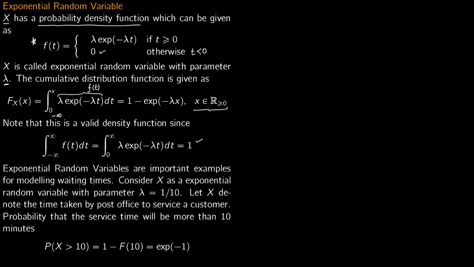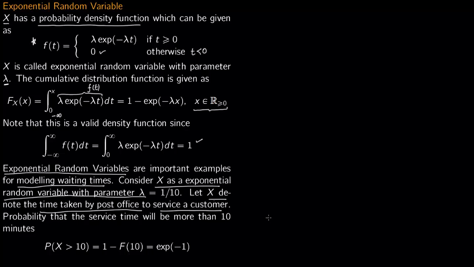Now exponential random variables are important examples, and they are important because they are used for modeling waiting times. For example, consider x as an exponential random variable with parameter lambda as 1 by 10, and x denotes the time taken by the post office to service a customer. This time is taken in minutes. So the probability that the service time will be more than 10 minutes, probability x greater than 10, is equal to 1 minus f of 10.